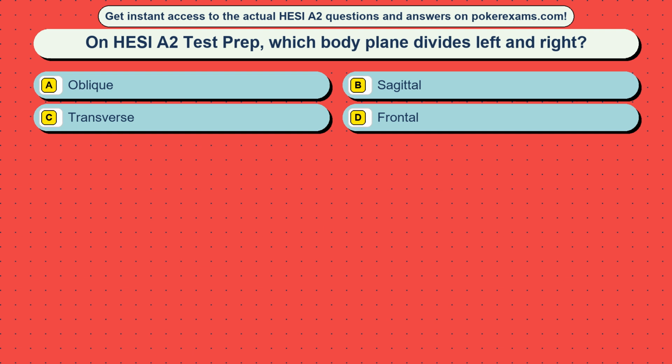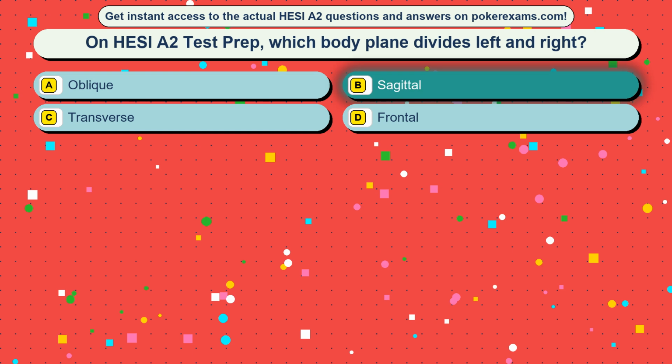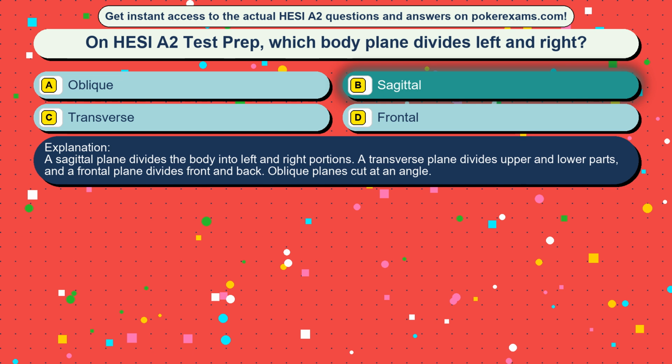Question 24. On HESI A2 Test Prep, which body plane divides left and right? Option A, oblique. Option B, sagittal. Option C, transverse. Option D, frontal. The correct answer is option B, sagittal. A sagittal plane divides the body into left and right portions. A transverse plane divides upper and lower parts, and a frontal plane divides front and back. Oblique planes cut at an angle.